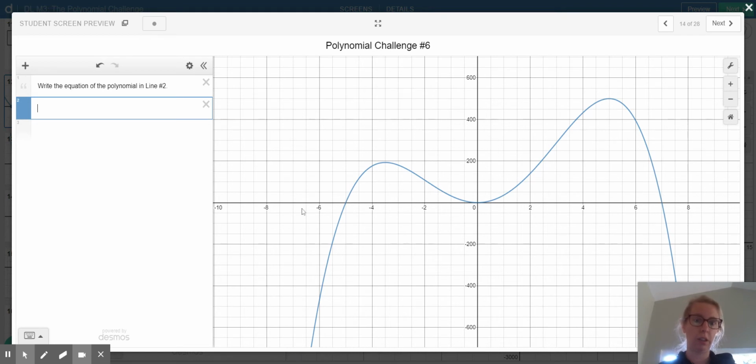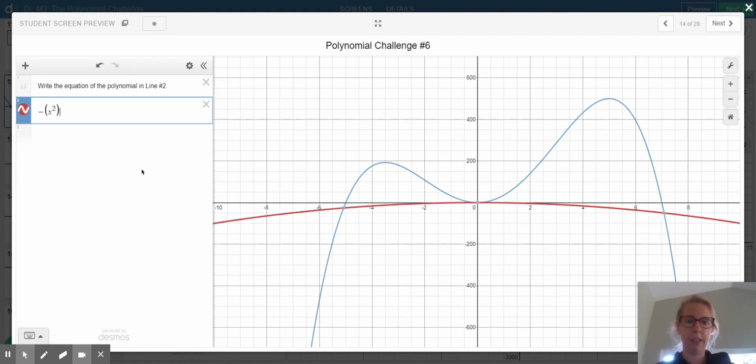And okay, let's also talk about our a value. These arms are facing down. So I'm going to do negative first because I know it's facing down, so I need a negative a value. And then I'm going to say x squared, because what we have here is this double root where it's bouncing off the origin like that. So that takes care of that one.